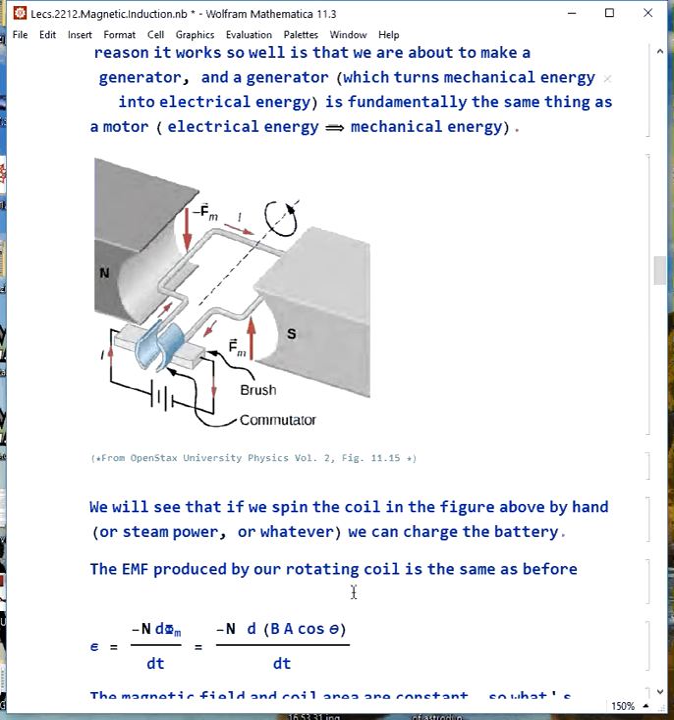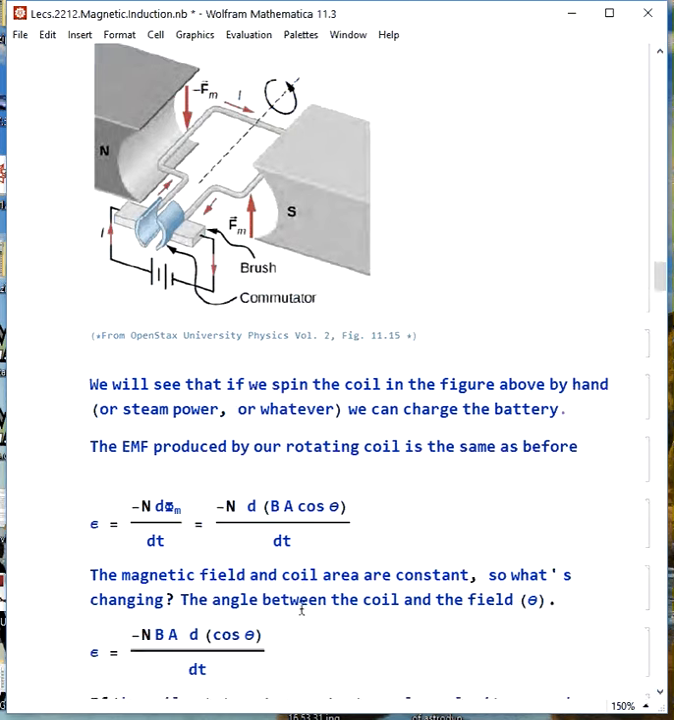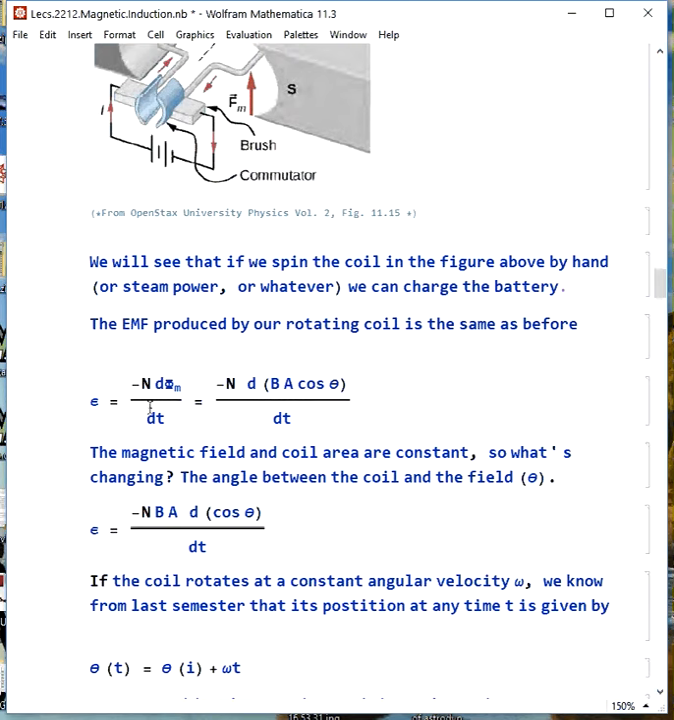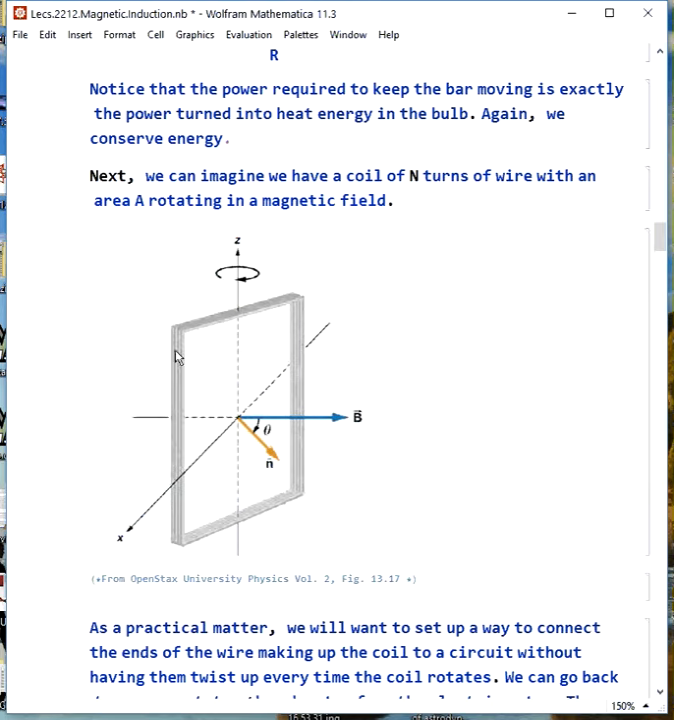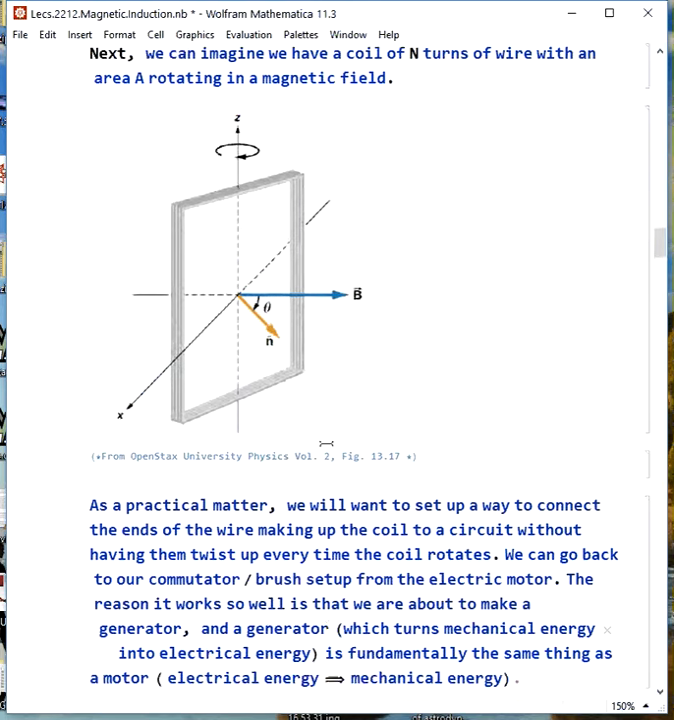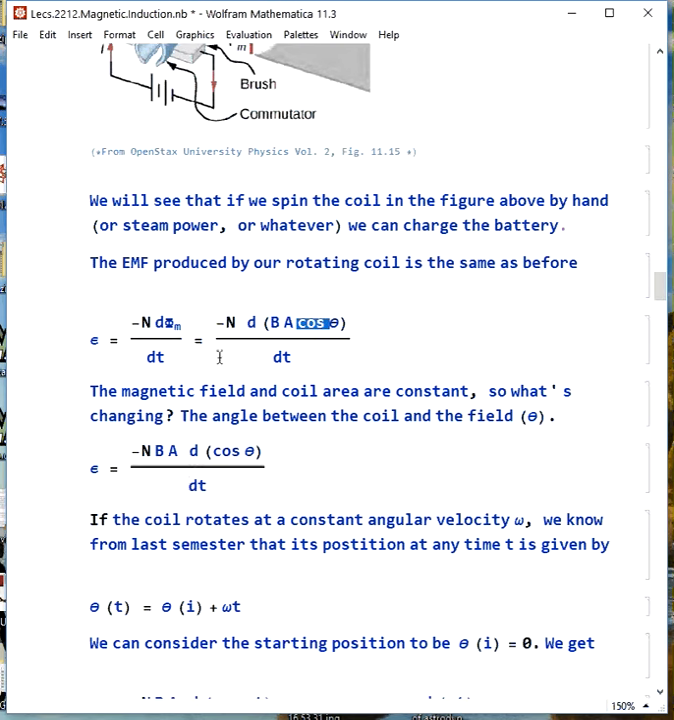Now, the EMF that this rotating coil produces, we still have Faraday's law. It's N d phi dt. We can look at these pieces. The magnetic field is not changing. The area is not changing. What actually is changing? It's just the cosine theta part. So this angle between B and A is all that's changing. So we write it like this. That doesn't look too bad.